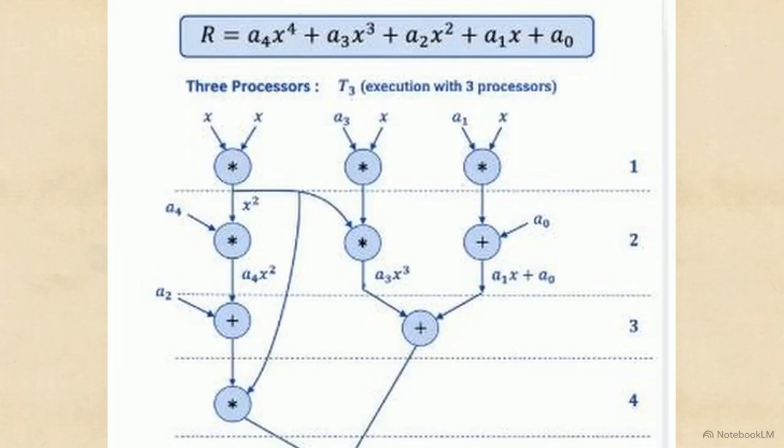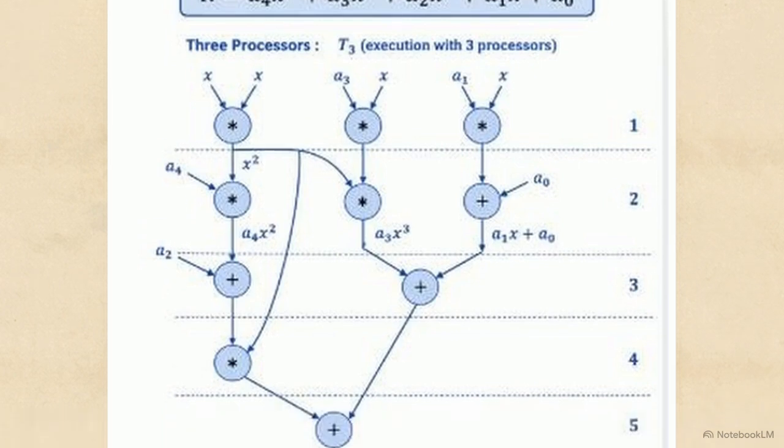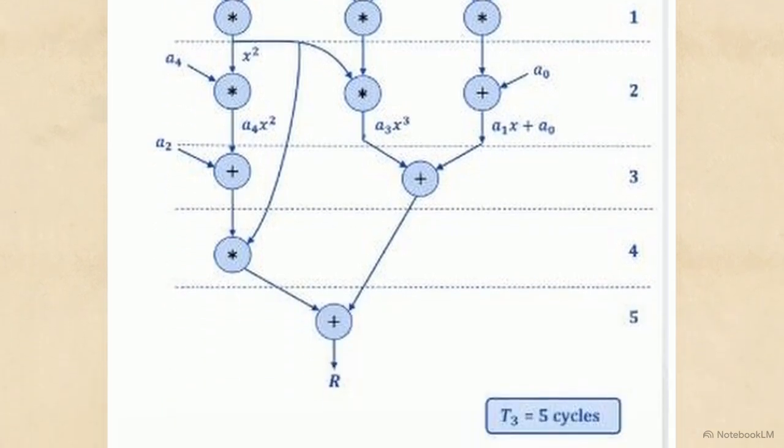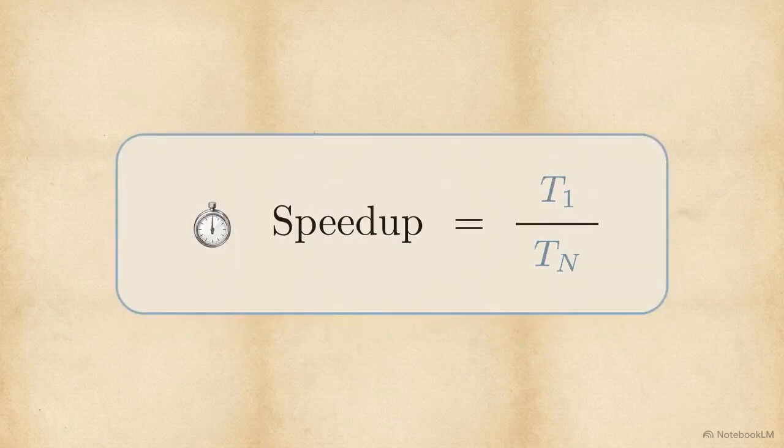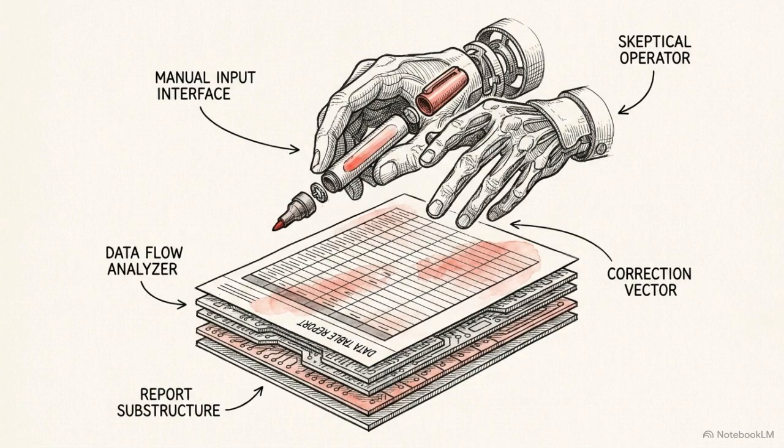When we look at this next graph mapping the same equation across 3 processors, the workload is distributed. The horizontal dotted lines show that by running operations simultaneously, the total execution time compresses down to exactly 5 cycles. Using our basic formula, we divide the original 11 cycles by the new 5 cycles. That gives us a calculated parallel speedup of 2.2. But we need to verify the baseline.